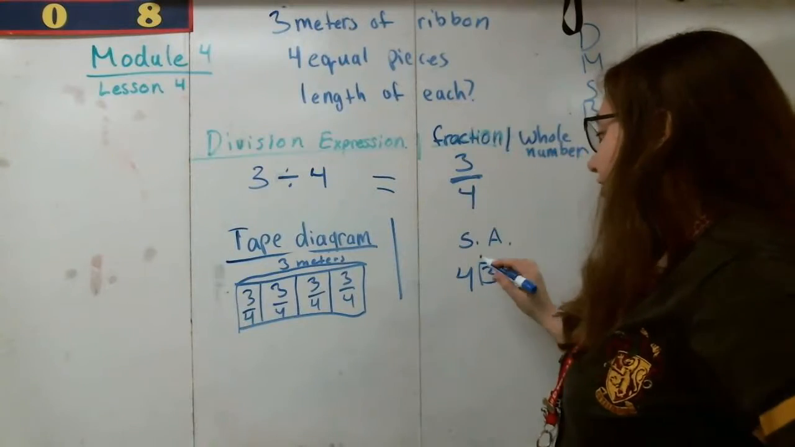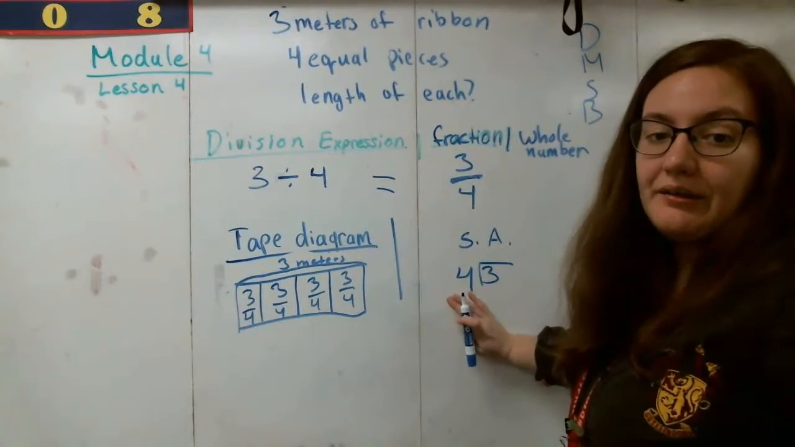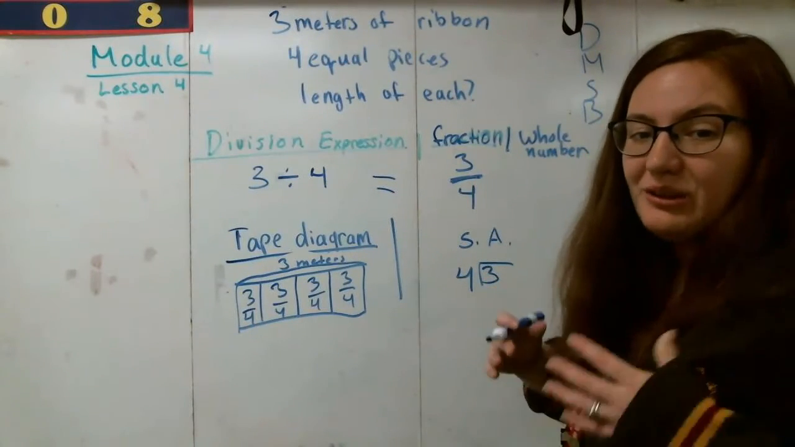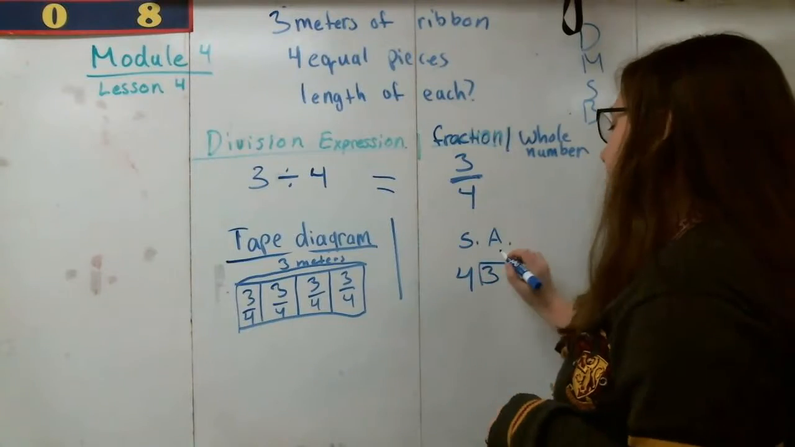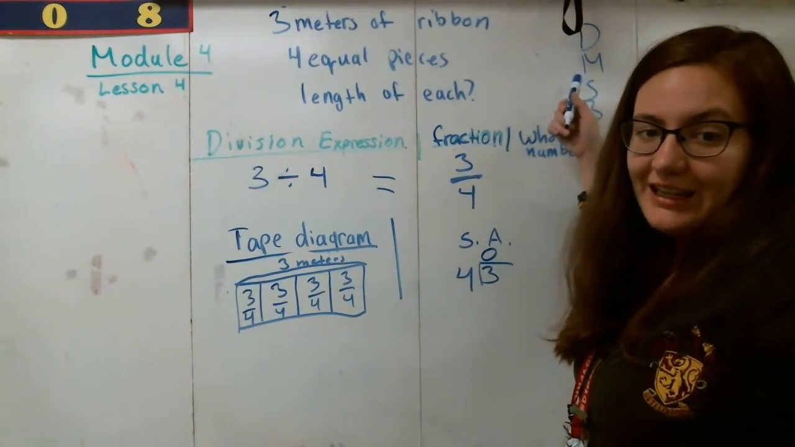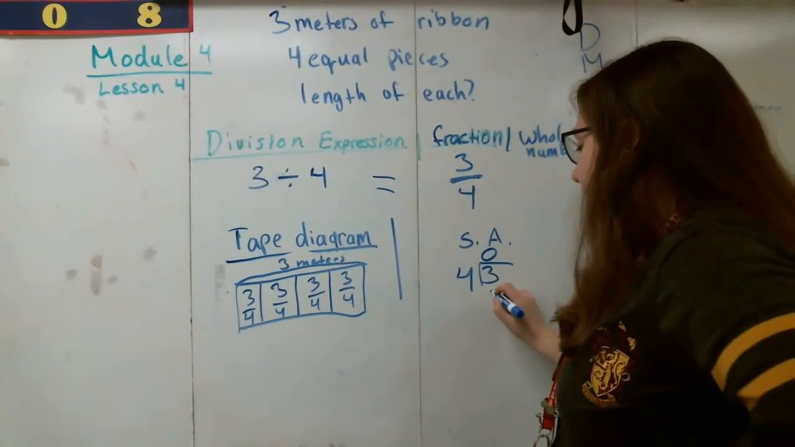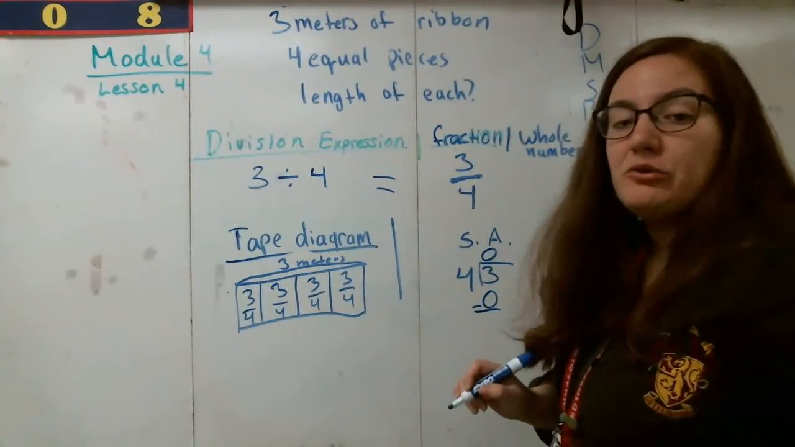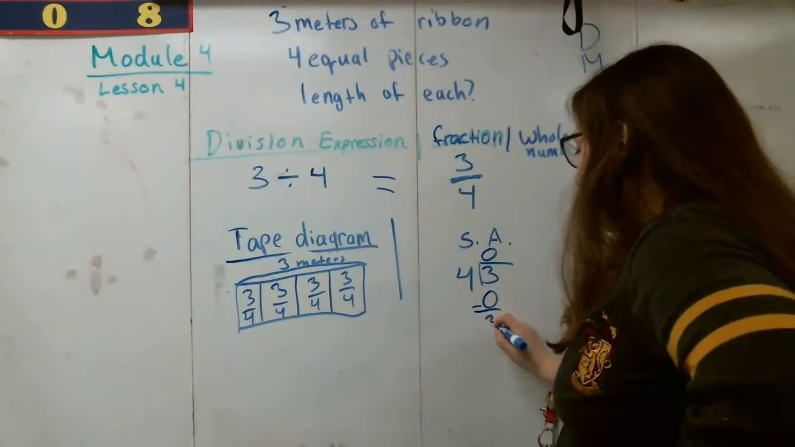So let's take a look at our standard algorithm. We want to figure out how many times 4 can fit into 3. Well, 4 can't fit into 3 because it's too big. So we're actually going to put a 0 up here. And then we're going to multiply. We still need to do that step. 4 times 0 is 0. Then I need to subtract. 3 minus 0 is 3.